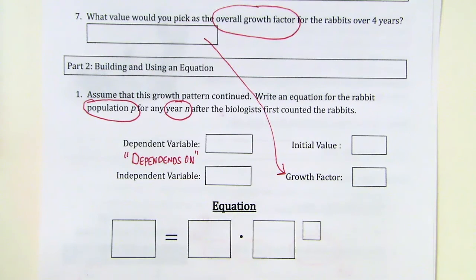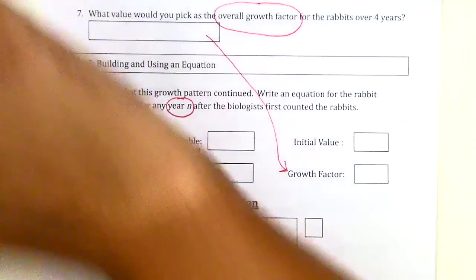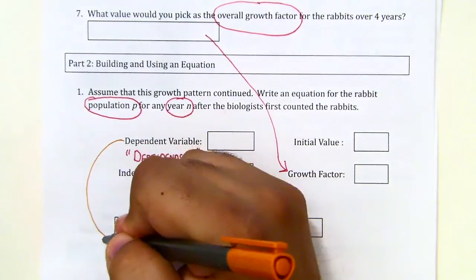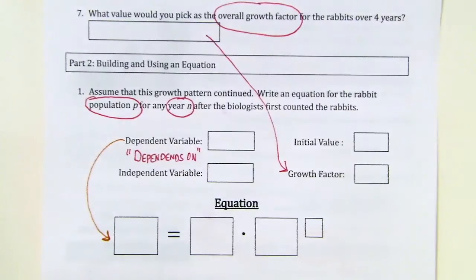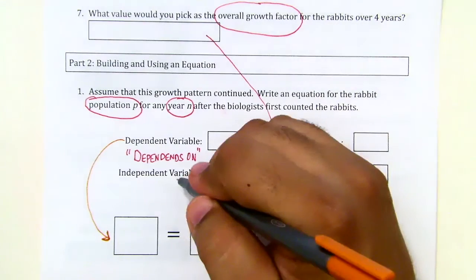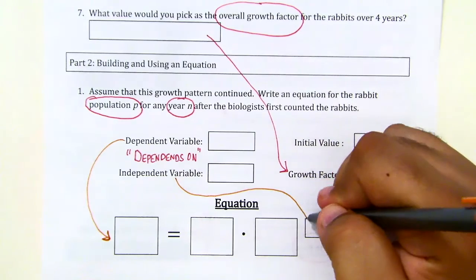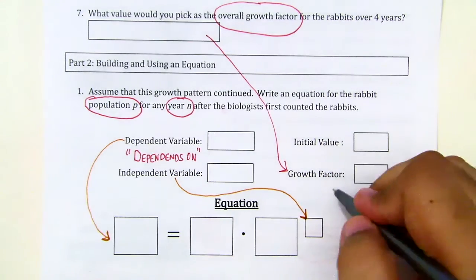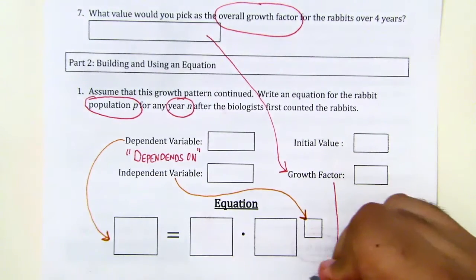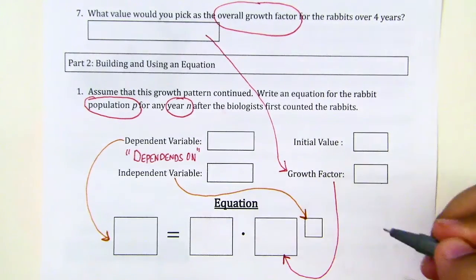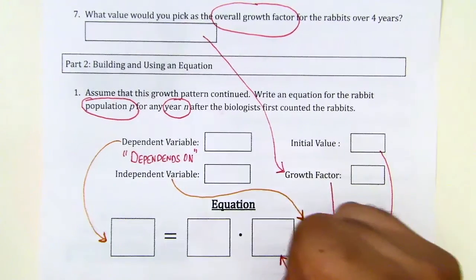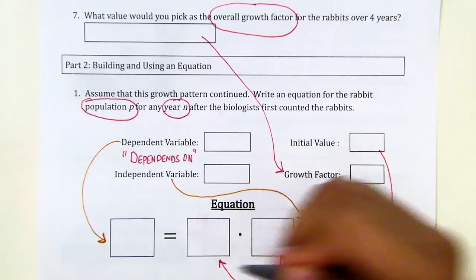Then you put it all into your equation, right? So just remember where the different pieces go. Your dependent variable is going to go here. Your independent variable is going to go here. Your growth factor is going to go in this box here. And your initial value is going to go in this box here, right?